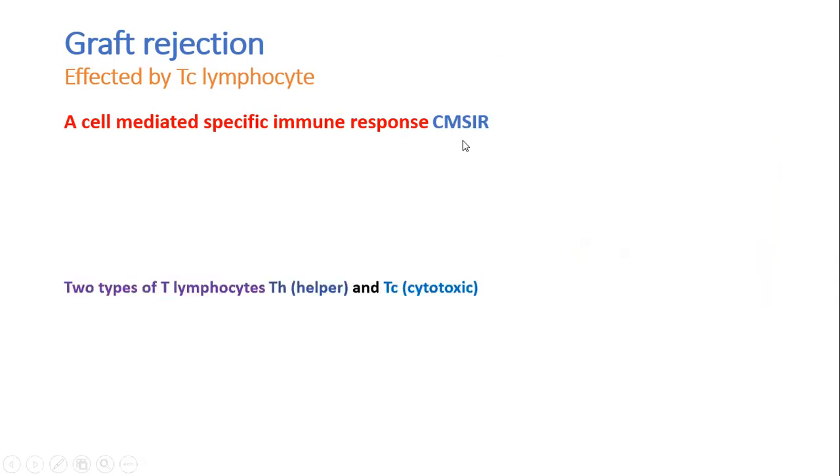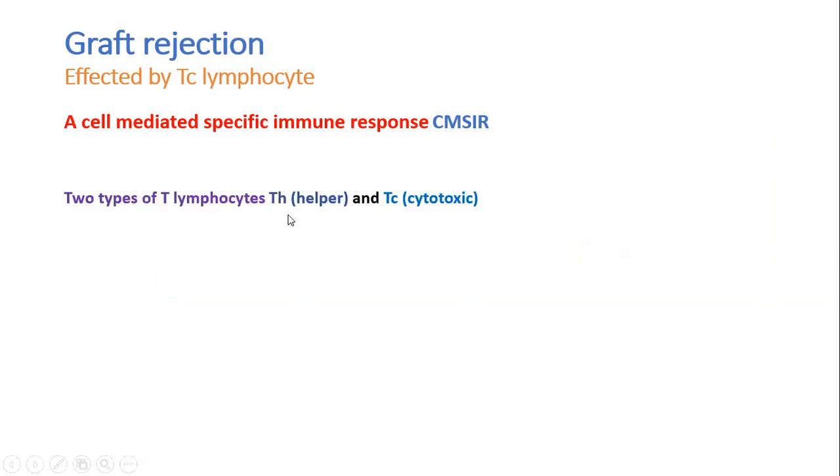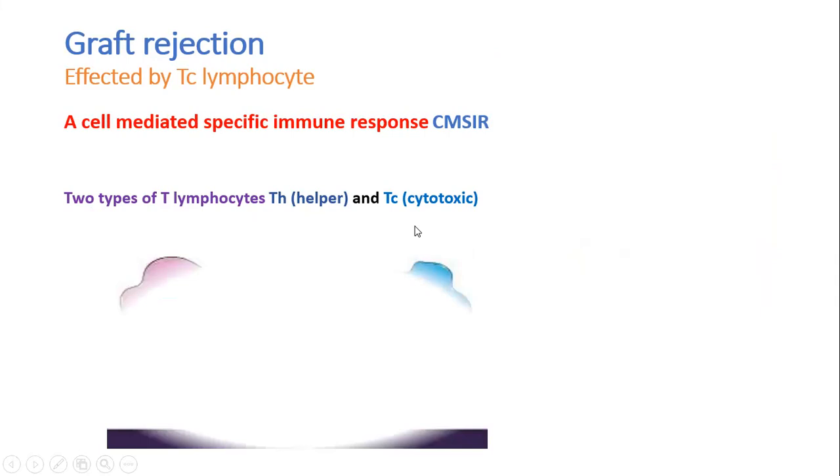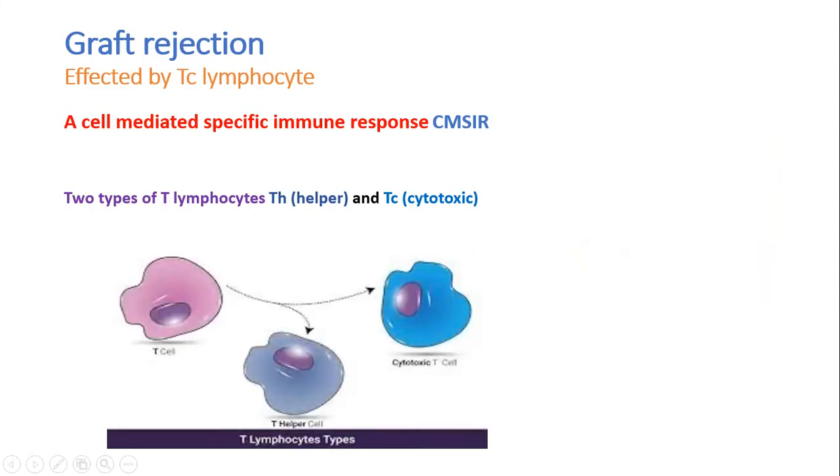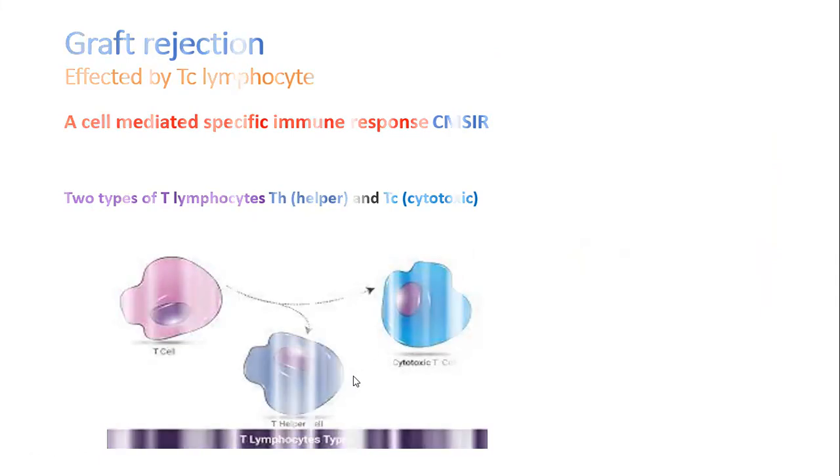Graft rejection, the other example for specific immunity, is affected by TC lymphocytes or T cytotoxic lymphocytes, a cell-mediated specific immune response. Two types of T lymphocytes, T helper, TH, and T cytotoxic, are present. Okay.